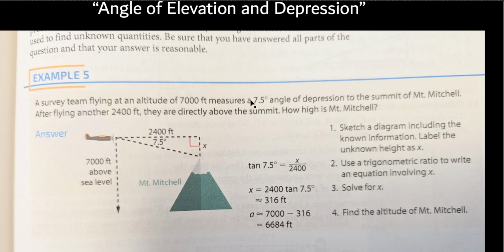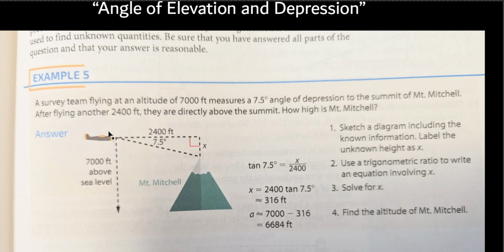It says it measures a 7.5 degree angle of depression to the summit of Mount Mitchell. There's Mount Mitchell right there. There's a nice little mountain. You don't have to draw it that pretty, but there's a mountain that goes up here. The bottom of the mountain, I guess they're assuming, is at sea level, according to the picture. Now, the plane is flying higher than the mountain. Hopefully. If it was flying lower than the highest point of the mountain, and kept going, it would probably run into the mountain.